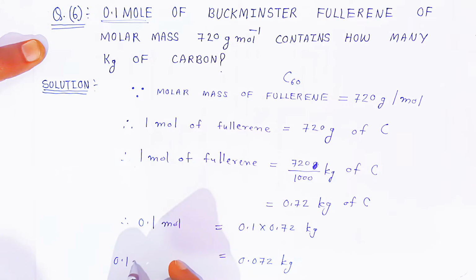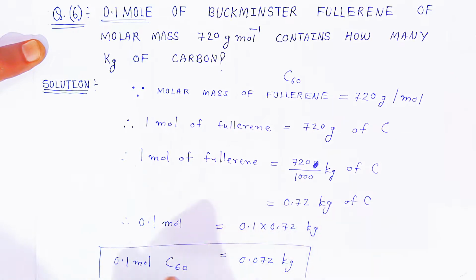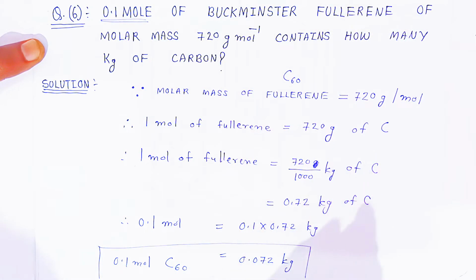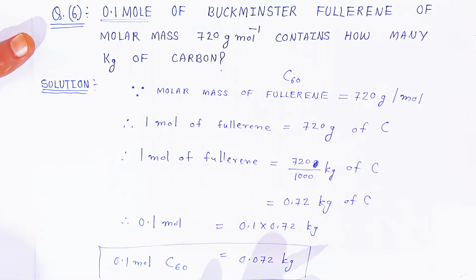So 0.1 mole of carbon 60, that is fullerene, will correspond to what? 0.072 kilogram of carbon. So 0.1 mole of fullerene contains how many kilogram of carbon? You have to write 0.072 kilogram of carbon. So this is the way, students, you have to write in the examination.